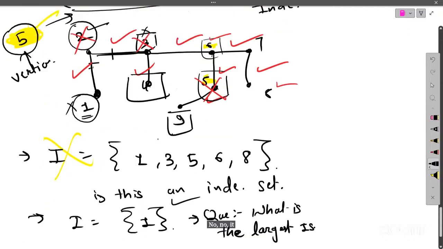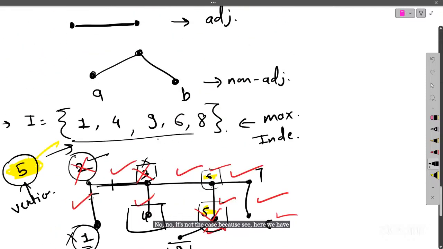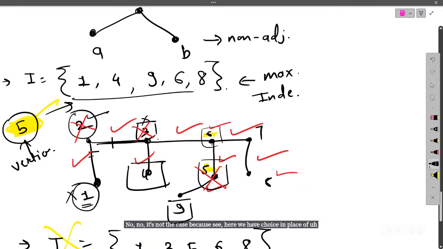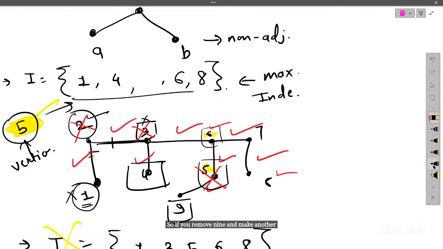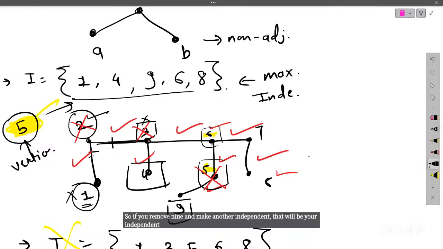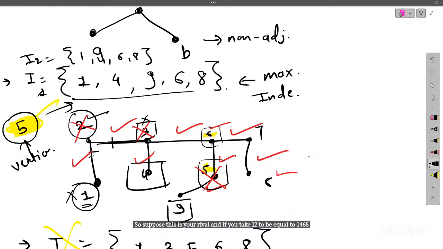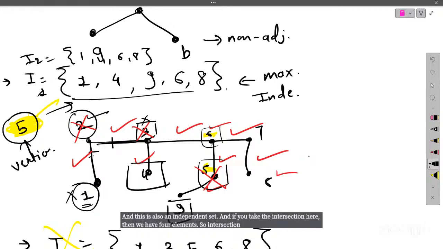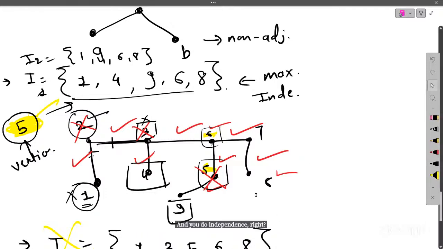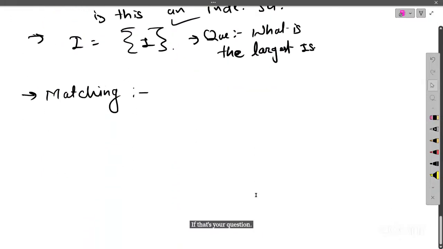Because see, here we have a choice. We can remove one vertex too, right? So if you remove 9 and make another independent set, that will be your independent set, but it will have fewer elements. So suppose this is your I1, and if you take I2 to be equal to 1, 4, 6, 8, and this is also an independent set, and if you take the intersection here, then we have 4 elements. So the intersection is not empty for any two independent sets, if that's your question. Ma'am, is a single one also independent? Yes, a single vertex is also an independent set.